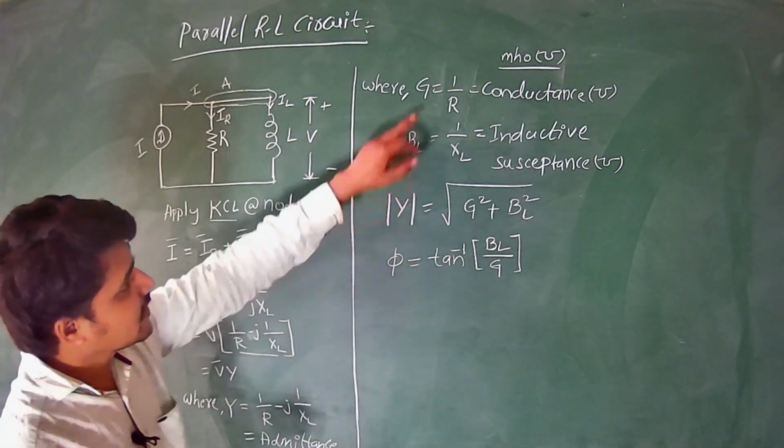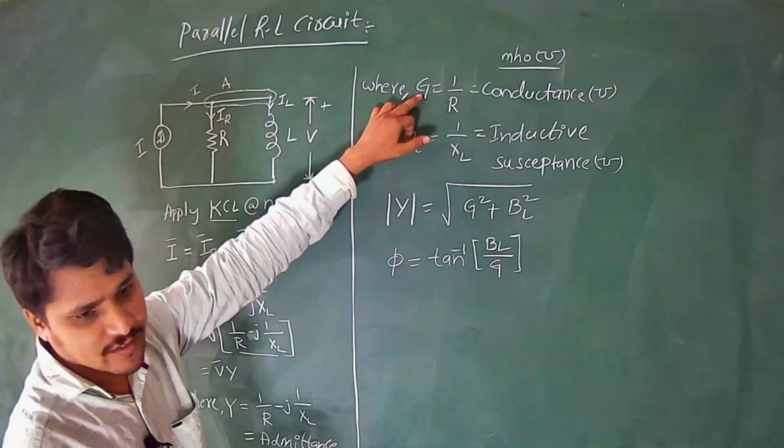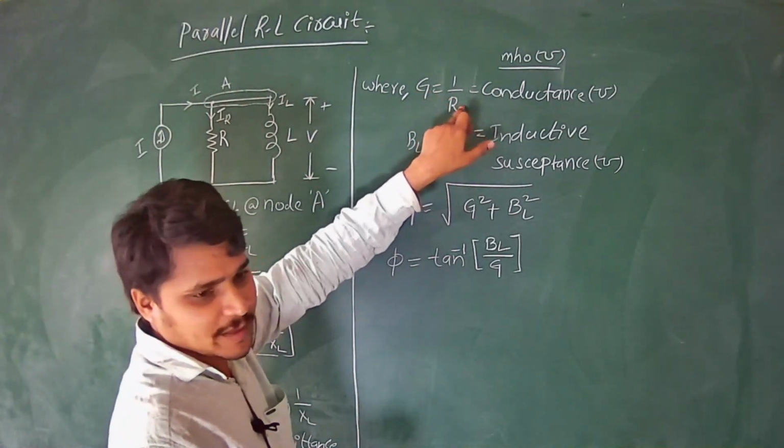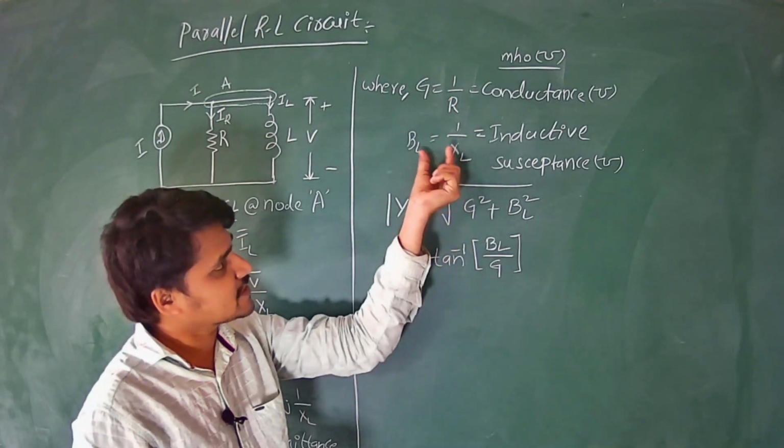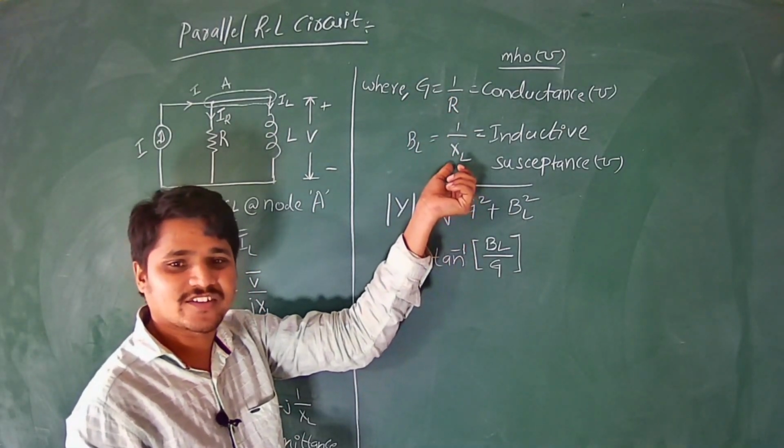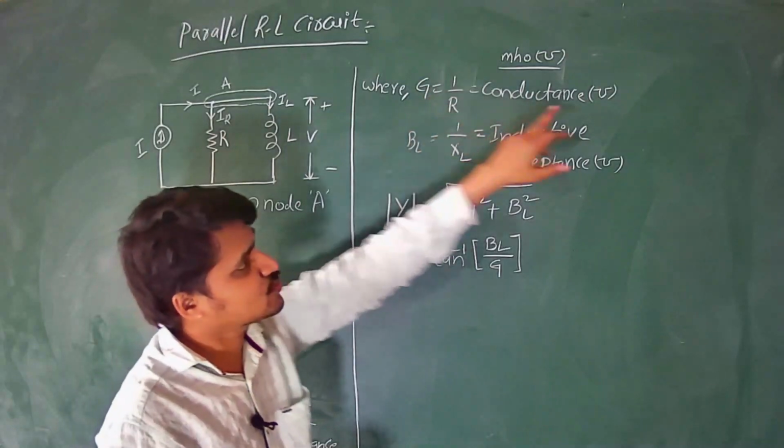Now see here, the unit for this conductance G is 1 by R. That means conductance is the reciprocal of resistance and susceptance is the reciprocal of reactance. Therefore the unit for G is mhos.